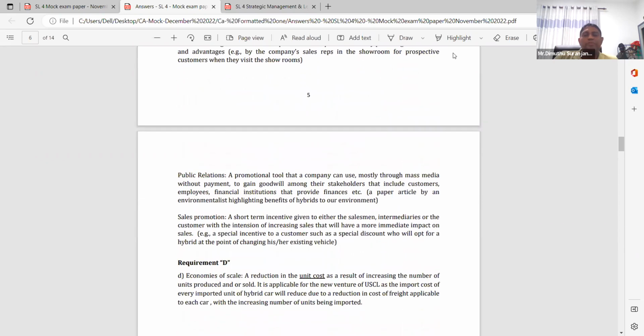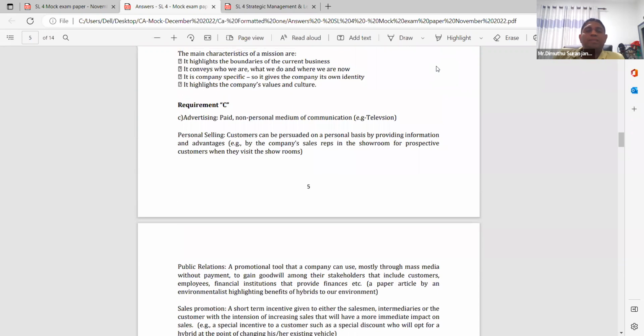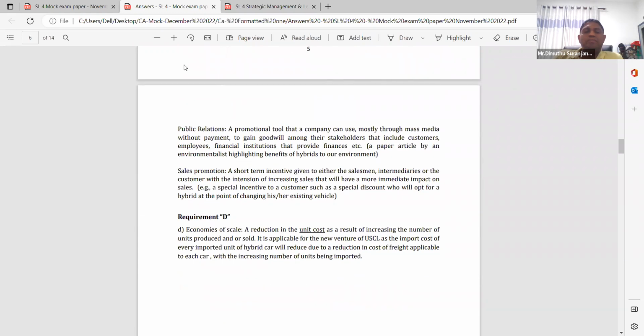Sales promotions. You can even do a short-term incentive for customers to buy vehicles, right? So some sales promotion, for example, we say December month, 50,000 price reductions in car pricing, right? So that can be addressed actually. That's not a difficult one.